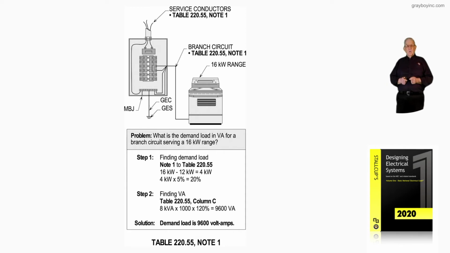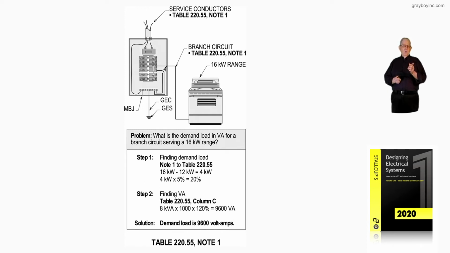So the question is the same. What is the load in VA for the branch circuit serving a 16 kW range? But notice this demand can be applied on a feeder or service. So we have to keep that in mind. This value, once we calculate it, the demand is for service, feeders, or branch circuit. So always remember that and don't get confused with it.